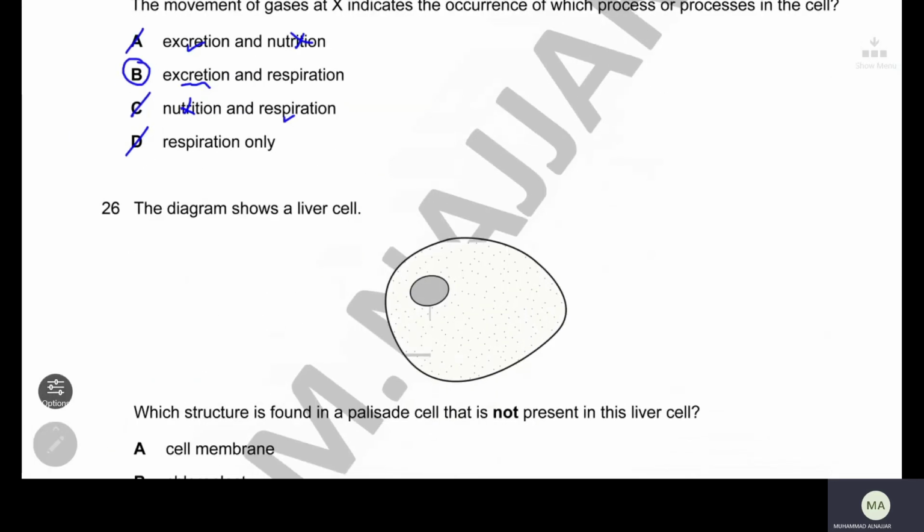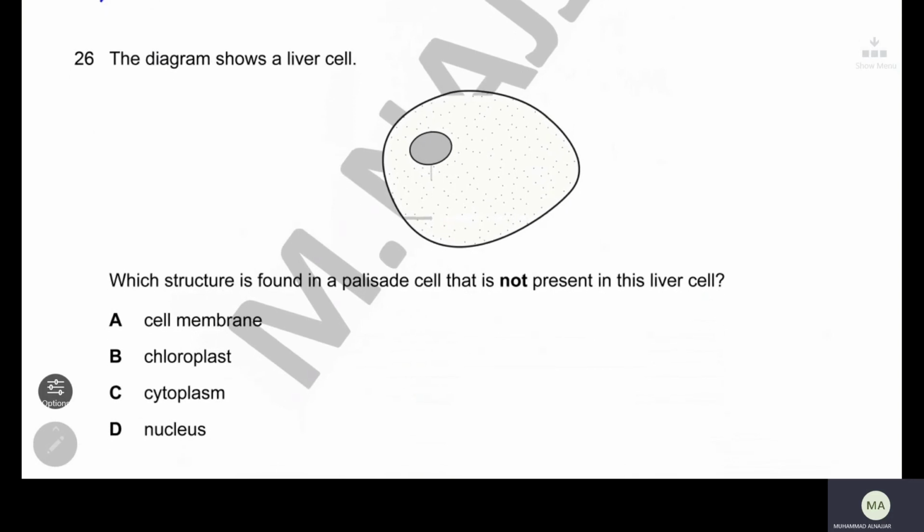Next question. The diagram shows a liver cell. Which structure is found in a palisade cell that is not present in this liver cell? Be careful about those words that are mostly bold, that may be made up of one or two or three words. Okay, or, and, but, not. Those are very important and may be confusing and may make you mix up the answer. So he is looking for the structure that is found in the palisade cell but lacking in the liver cell.